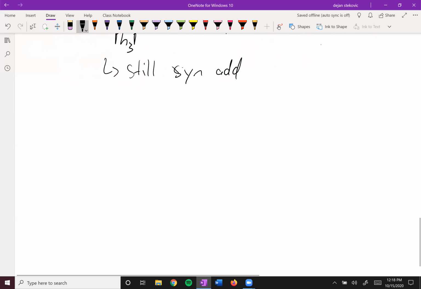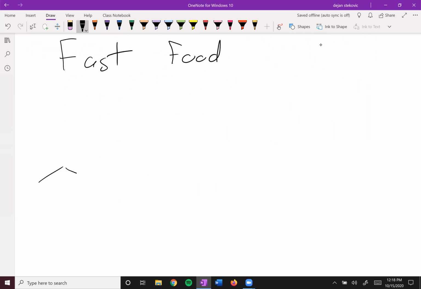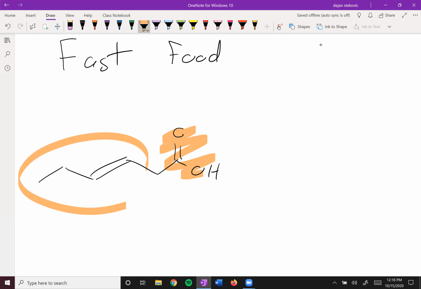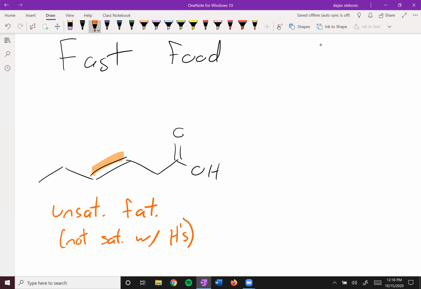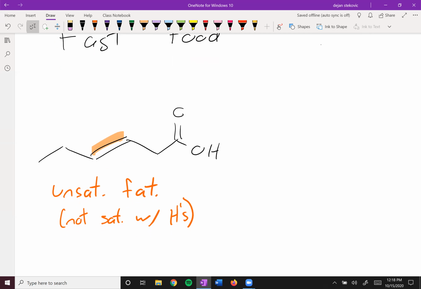If this word hydrogenation seems familiar to you, it's used in industry and kind of fast food, and not just fast food, but other things as well. This right here would be what's known as a fatty acid, right? So it's a carboxylic acid and then an alkyl chain. And so in this case, we have this alkene, this double bond, and so we call this an unsaturated fat. And so it's not saturated with hydrogens, right? There's places where these carbons could add more hydrogens to them.